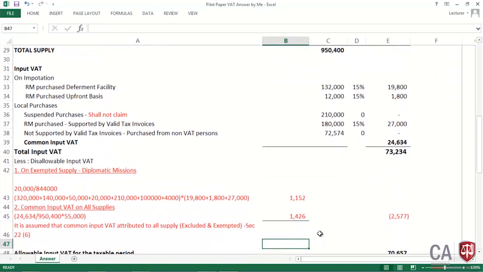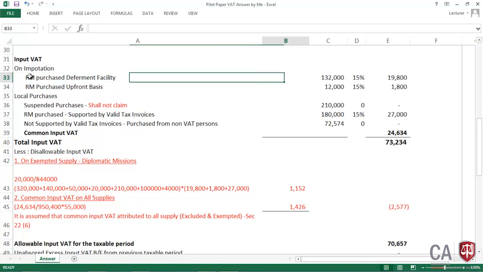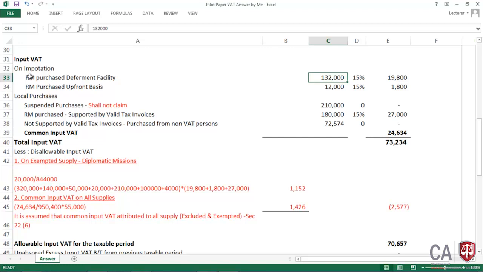After that the input VAT. When it comes to the input VAT, we have two input VATs. Here the allowable input VAT, you can take on local purchases and import purchases. Now both of these are in your question. Then here now on importation, raw material purchase under deferment facility, I have explained this very briefly. Then deferment facility, it's a claimable input VAT, which is deferred tax.